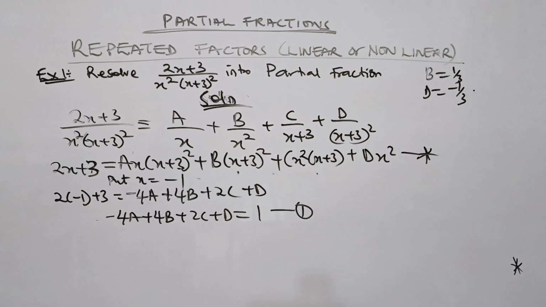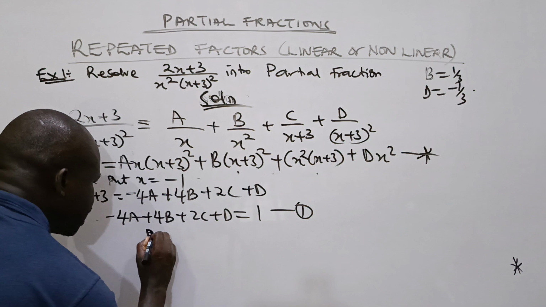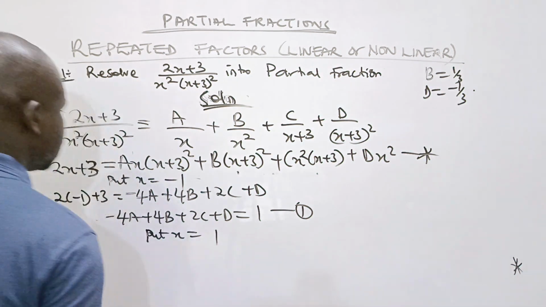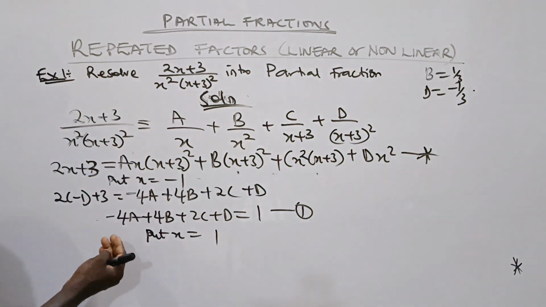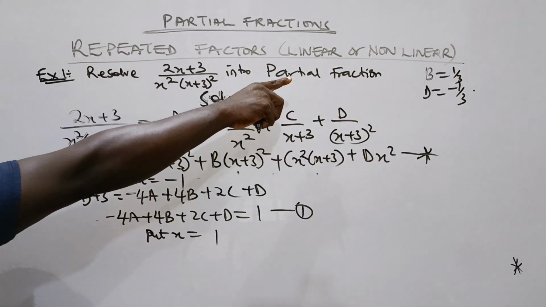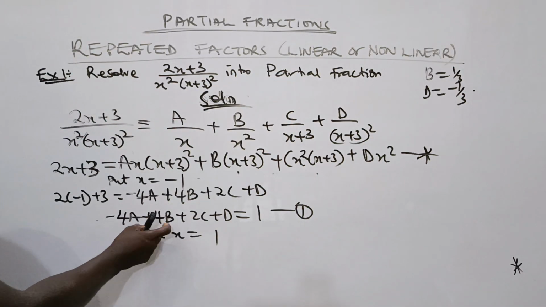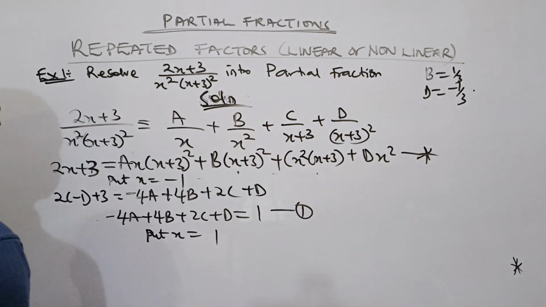Then I will look for another value. Just to have two equations, I can also say put x to be equal to 1. So that I'll be able to get two equations, by the time I substitute the values of b and d, this equation will be reduced to two unknowns. Then I can solve the equations simultaneously.